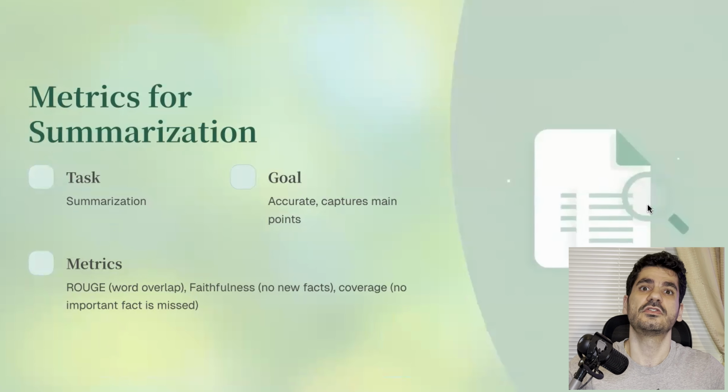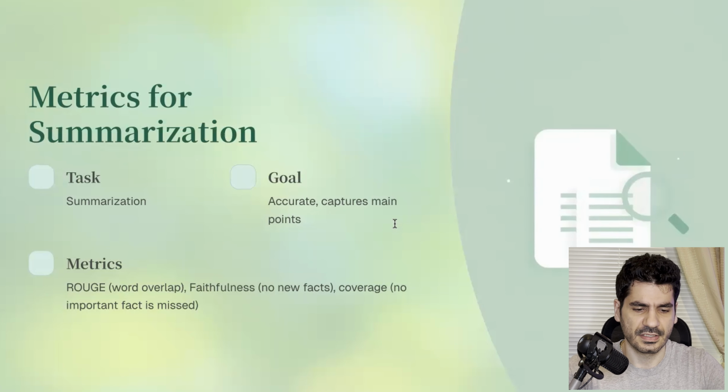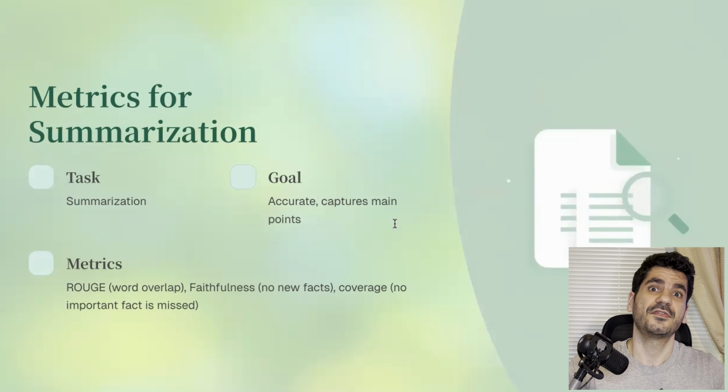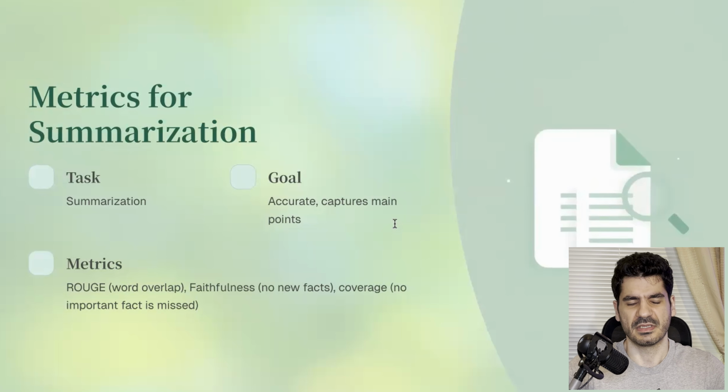I'm going to talk about the different tasks and what the different metrics are that we can use for each of them. For example, the first one is summarization. This is the one for which many people use reference-free methods. The task is that you have a basic text and you want to summarize the key findings from it. So first we want it to be accurate and to capture the main points, and we can use ROUGE, which is basically word overlap. We want it to be faithful, so we don't want to generate any new facts, and we want coverage, which means that no important fact should be missed.